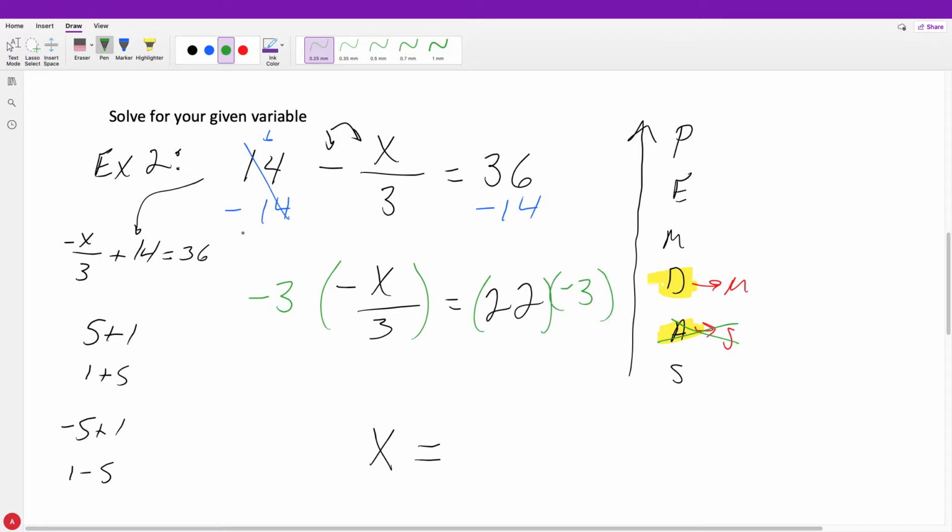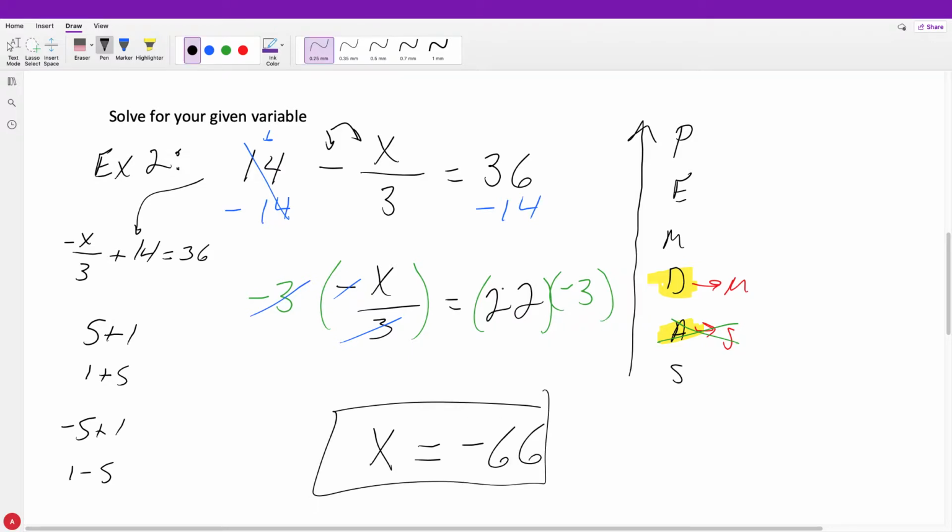So I'm multiplying each side by negative 3. These will cancel out and give me just a positive x. And 22 times negative 3 is negative 66. And that will be our final answer. If you wanted to check your work, plug it back in. Does 14 minus negative 66 divided by 3 actually equal 36? And that answer would be yes.